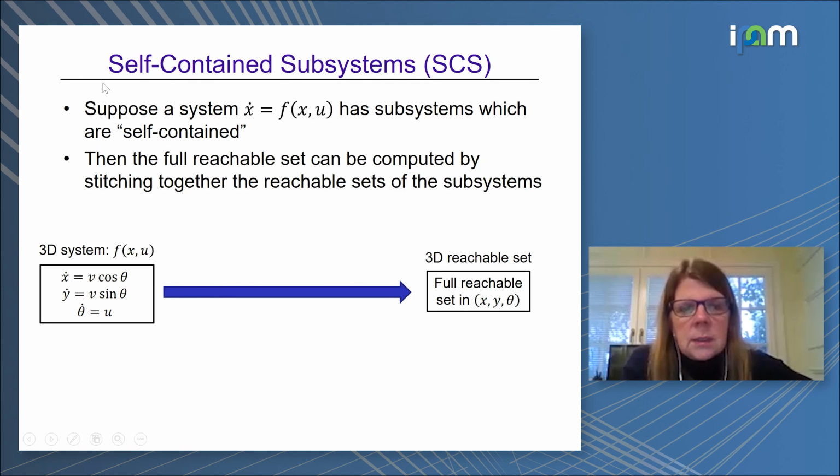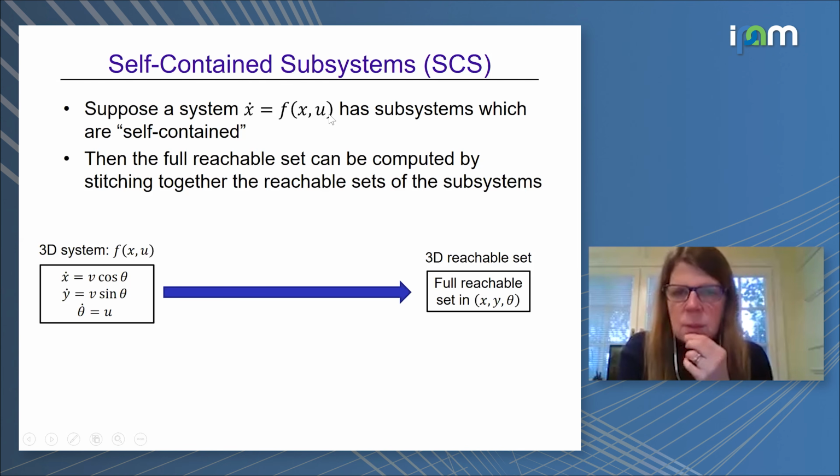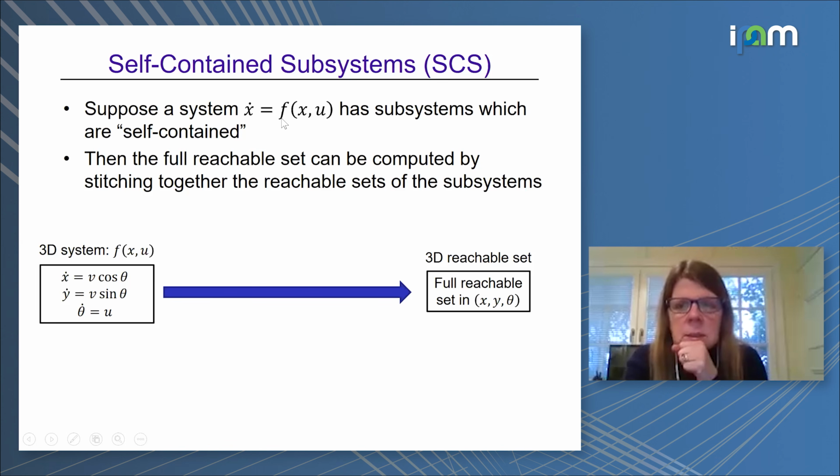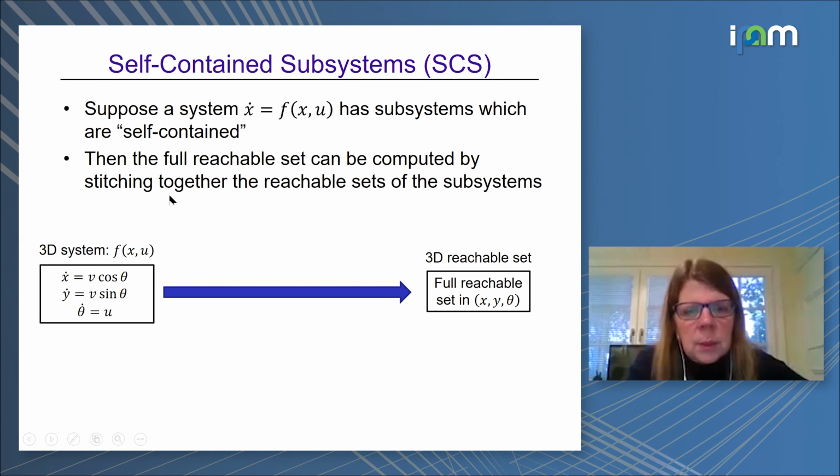Okay, so self-contained subsystems. The idea is, suppose you have a system, and let's just suppose there's no disturbance for now. Actually, we think there are some cases with disturbances that we can apply this technique to, but for now we have mainly only worked on cases where the control system has an input but no disturbance. And suppose those subsystems are self-contained. What that means is that, in the subsystem, you have all of the variables that you need to evolve the state variables of interest. So let's look at an example below.